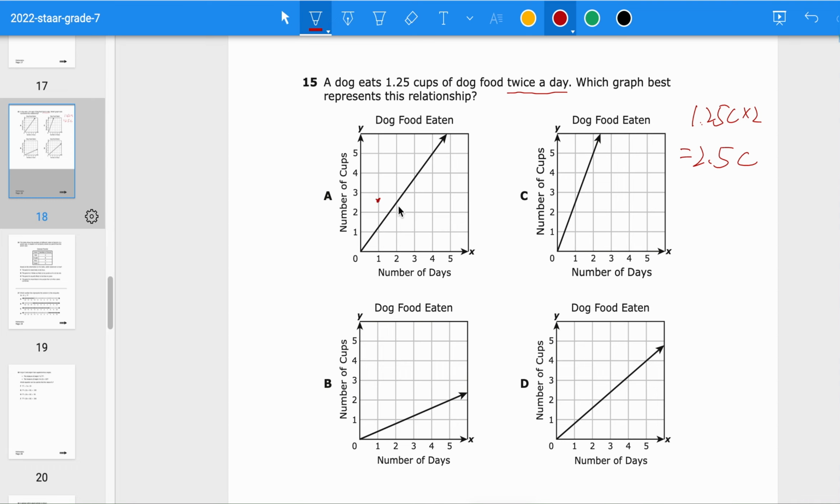It should be somewhere here. So A is out. And for C, one day, 2.5. This one looks right. And 2 days, you can double that, so it'll be 5. So C is correct. Take a look at B. Number of days is 1, and this number is way less than 2.5, so this is not right. And D, number of days is the same thing. For one day, it will be 2.5, so D is not right. So this one is C.